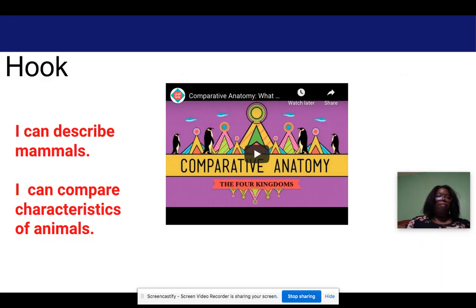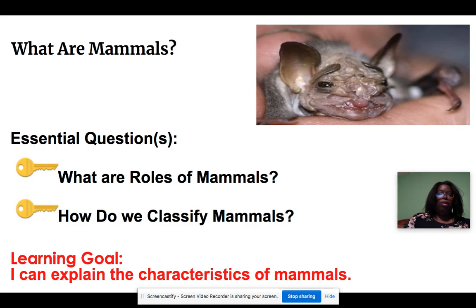I can describe mammals. I can compare the characteristics of animals and mammals. What are mammals? What are the roles of mammals? How do we classify mammals? In your learning goal, I can explain the characteristics of mammals.